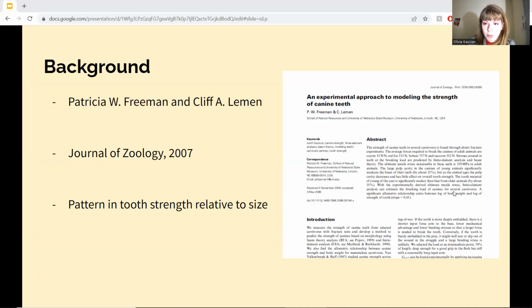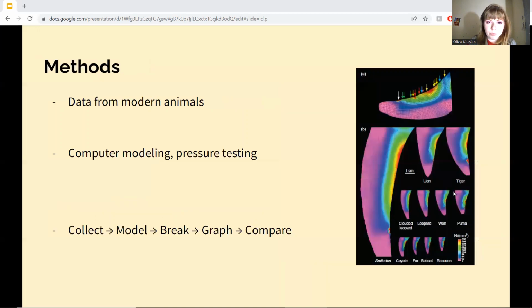We know that as animals get bigger, they probably have stronger teeth. But the hypothesis we're starting with here is that there's a rhyme and reason behind that. Generally, there's a pattern and maybe a biological explanation for this phenomenon, rather than just a guess that maybe a bear has stronger teeth than a cat.